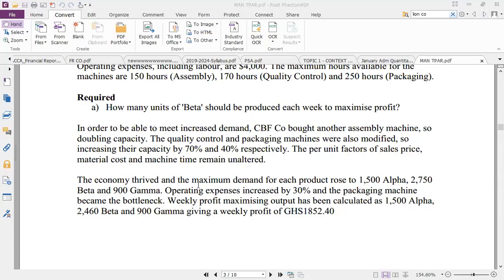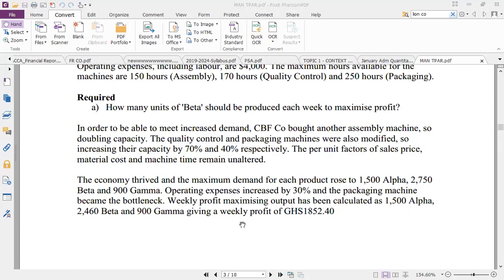Now, increasing the capacity by 70% and 40% respectively. So quality control was increased by what? 70%. And then packaging was also increased by what? 40%. Meanwhile, the quality control was 10,200, so it increased by 70%. And then packaging, we had what? Packaging was 15,000, and we increased it by another 40%, right? That's great. So 40% of 15,000 is 6,000, making 21,000. That's great.